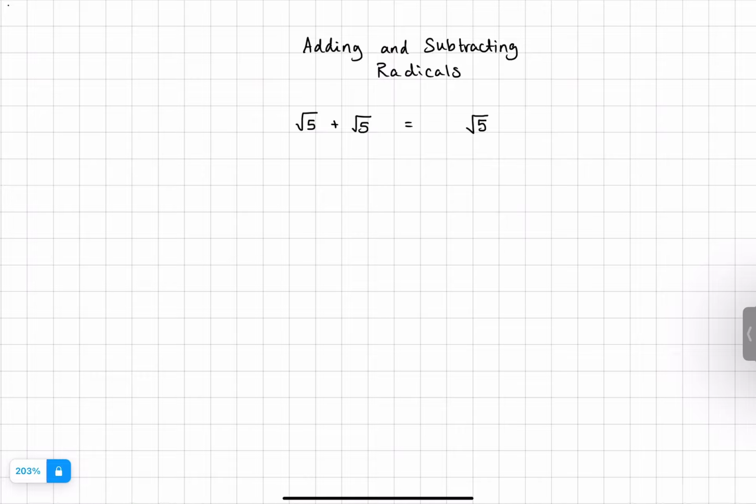So when there's nothing outside the radicals, it's generally known that there's a 1 there. There is a 1 times root 5. So 1 times root 5 equals root 5. So 1 plus 1 equals 2. So you just put a 2 there, and that's the answer. So root 5 plus root 5 equals 2 root 5.